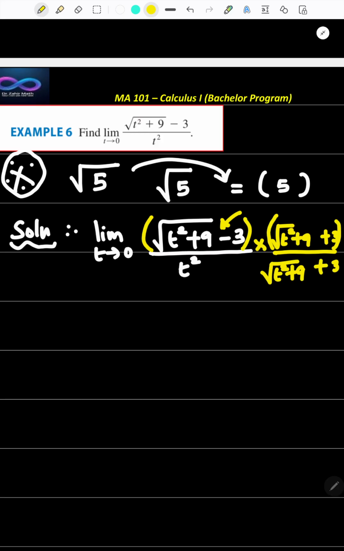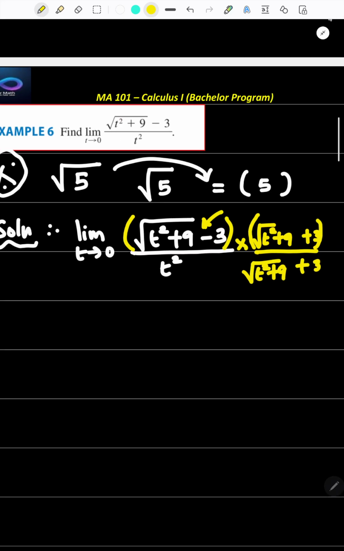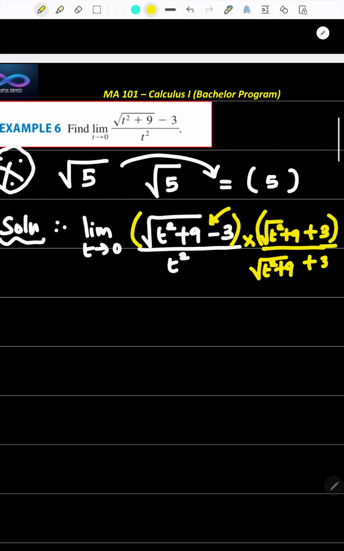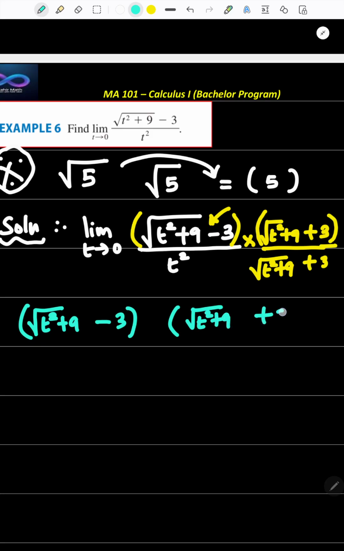Is the 3 okay for you? Let me write again, sorry. So this is my plus 3, and then I'll use the brackets carefully. Yes. Look at the numerator. The numerator looks like a special product formula. You can see here square root of t square plus 9 minus 3, and square root of t square plus 9 plus 3.